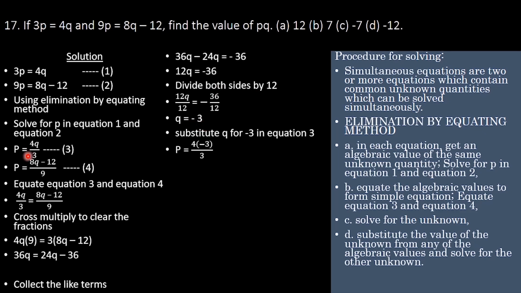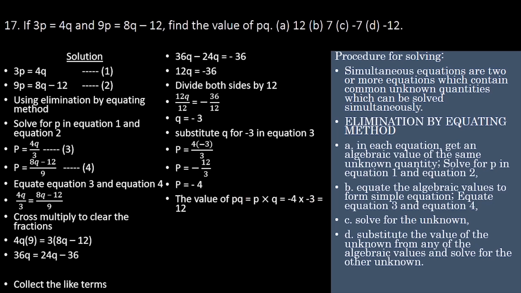Substitute Q as minus 3 in equation 3. We are going to have P is equal to minus 12 over 3. That is, P is equal to minus 4. Therefore, the value of PQ is equal to P multiplied by Q, which is equal to minus 4 multiplied by minus 3. That is, when you substitute for your P and Q, you now have 12.